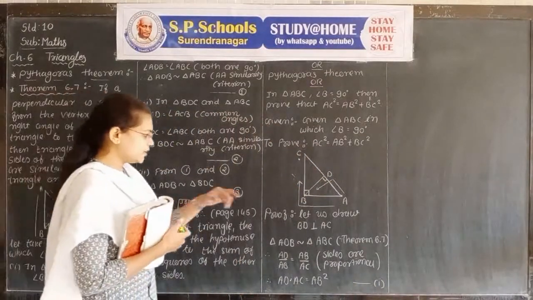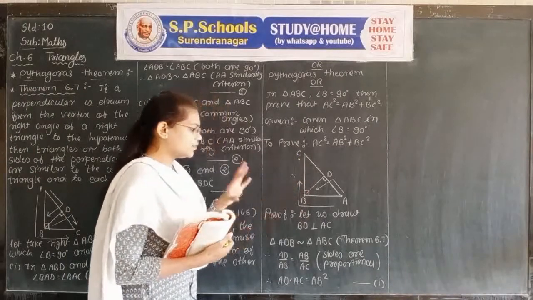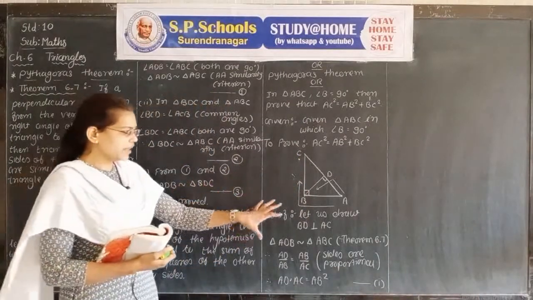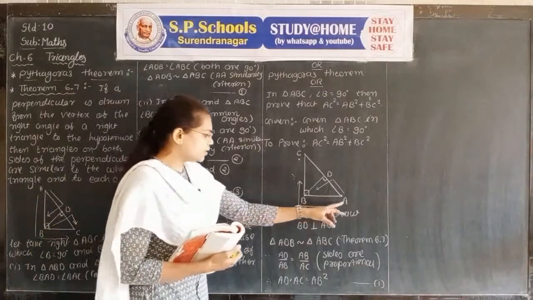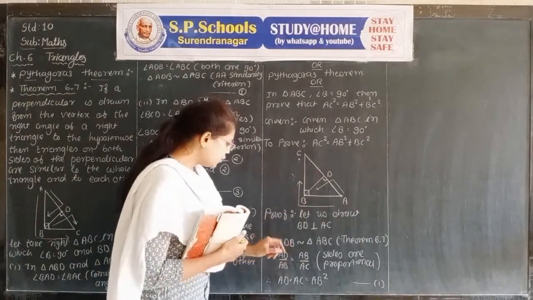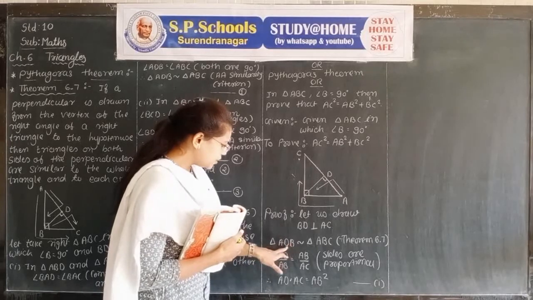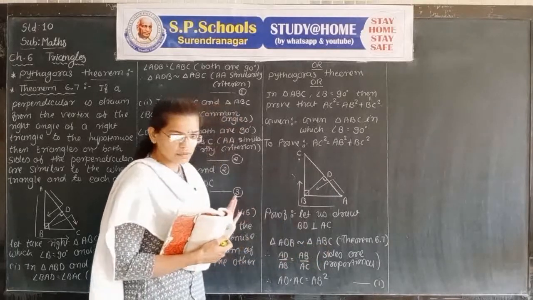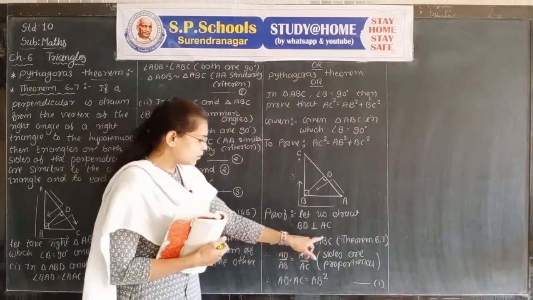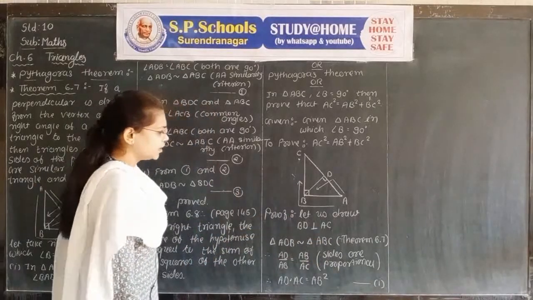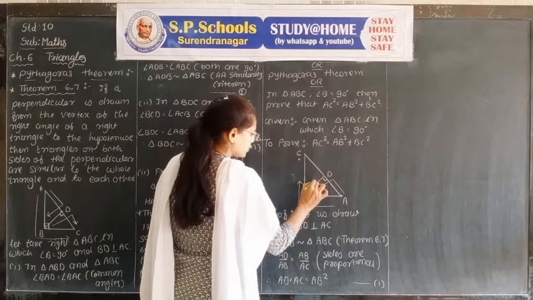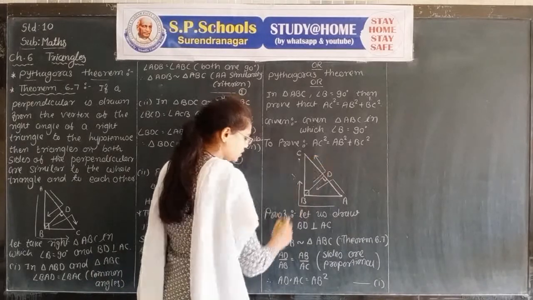First of all, take triangle ADB similar to triangle ABC. We can't change the similarity; the order must be maintained. It can be ABD, and then here ACB. But ADB with ACB is a wrong thing. Now we have to take another triangle with direction BDC.